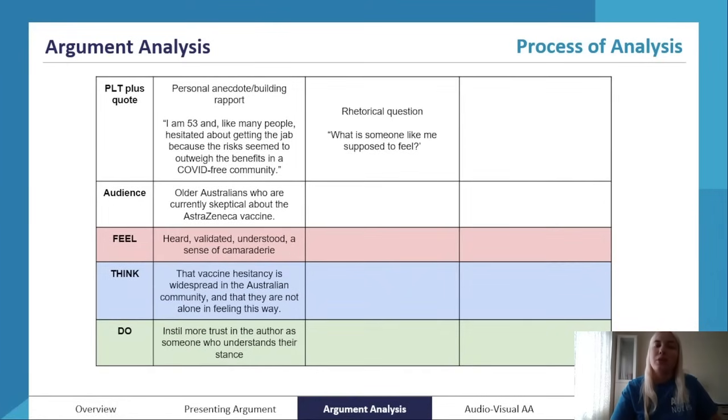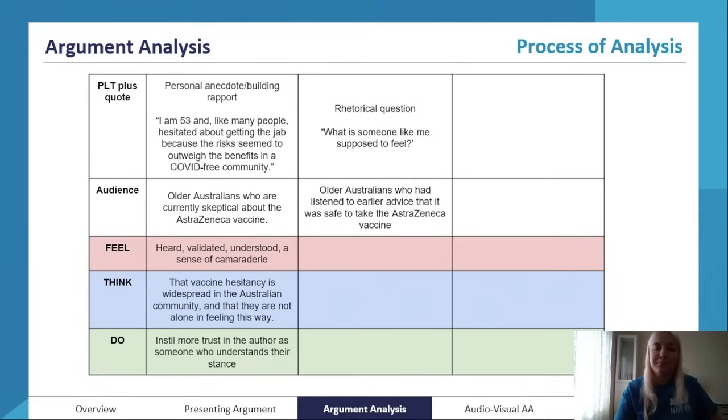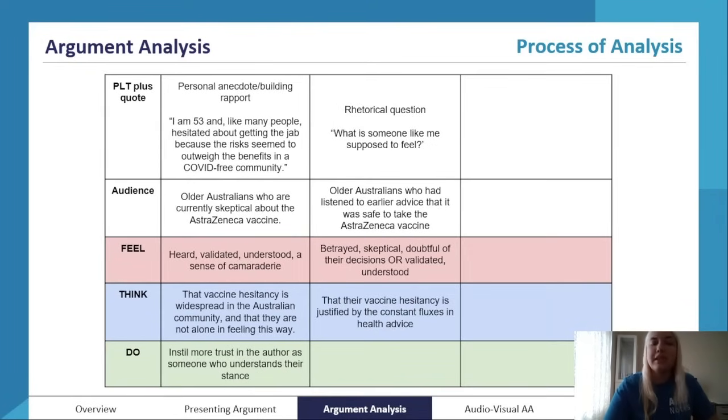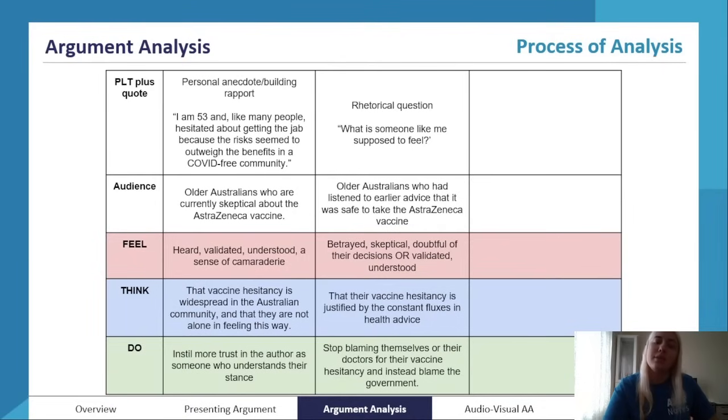Looking at another example, rhetorical question, what is someone like me supposed to feel? Again, definitely targeting older Australians, people that also thought it was safe to take the AstraZeneca vaccine and there wouldn't be any side effects. And how's that going to make them feel? Well, betrayed, skeptical, and doubtful of their decisions, and especially the government. It's going to make them think that their vaccine hesitancy is justified because there is constant fluxes or changes in health advice that the government provides. And it's going to, in terms of what it makes them do, well, it makes them stop blaming themselves or their doctors for their vaccine hesitancy and instead feel as though they should blame the government.